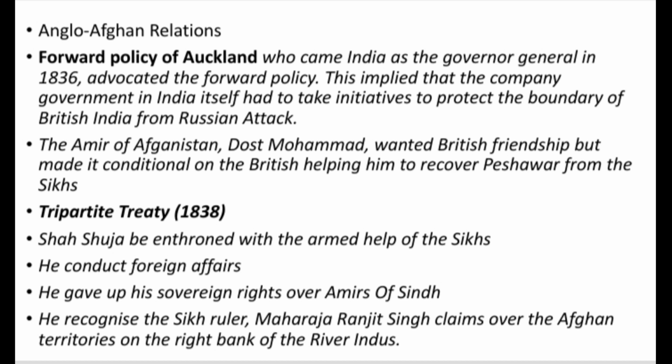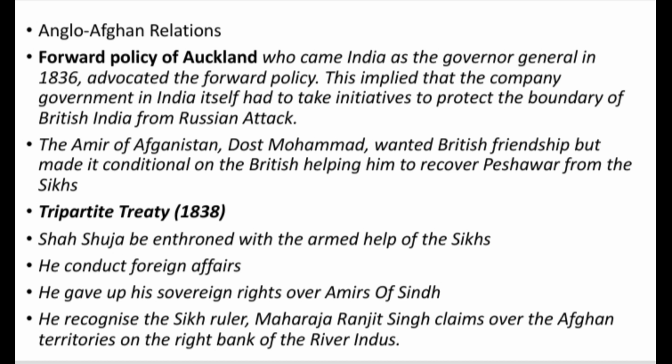This objective was to be achieved either through treaties with the neighboring countries or by annexing them completely. The Emir of Afghanistan, Dost Muhammad, wanted British friendship but made it conditional on the British helping him to recover Peshawar from the Sikhs, a condition which the British government in India rejected, and Dost Muhammad now turned to Russia and Persia for help. So this prompted the British government to go ahead with the forward policy.